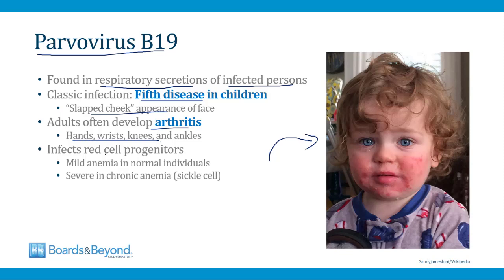The important thing to know about parvovirus B19 is it infects red cell progenitors in the bone marrow. In normal individuals, this can cause a very mild anemia that's usually asymptomatic. But in patients who have chronic anemia, for example sickle cell anemia, they can develop a severe anemia if they are infected with parvovirus B19.